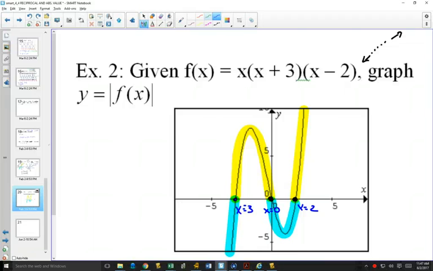This bottom blue part would get flipped up. There's going to be a sharp point here. This is going to stay exactly the same. This part gets flipped up, and this stays the same. Whoa, looks like a W. And that's all we would need to do.